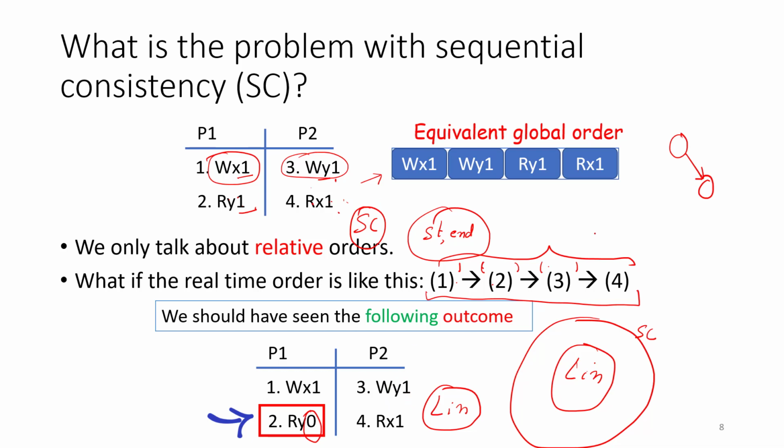Why? Because we can create a sequential order like this: WX1, then RY0, then WY1, and then RX1. As you can see, this order is legal, it respects program order, and it is atomic. So atomicity is there. Given that we have discussed how atomicity is mixed with legality and program order to create SC, and how we add real-time ordering to create linearizability, we can now move forward.